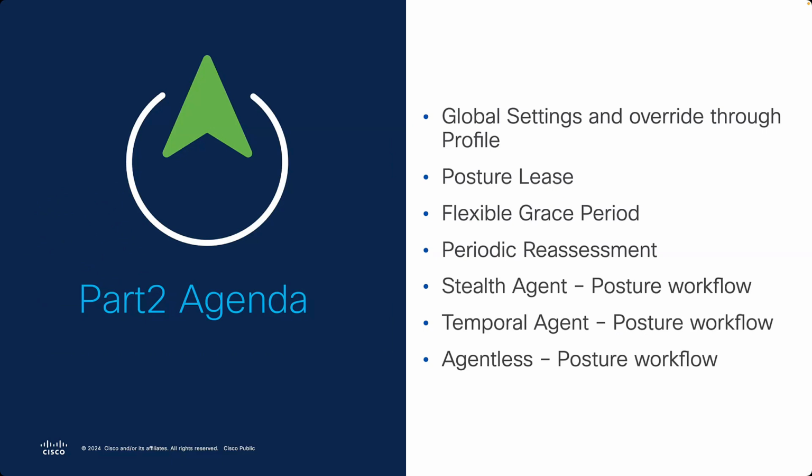Posture lease: how do we extend the posture lease to the endpoints connecting to the network? And how do we give a flexible grace period, set at the posture level, to the endpoints which are not compliant against the policies? And how do we periodically reassess the policies in order to get the posture status continuously from the endpoints, and the remaining agent types, along with the demos? So we're going to be covering these topics along with the demos.